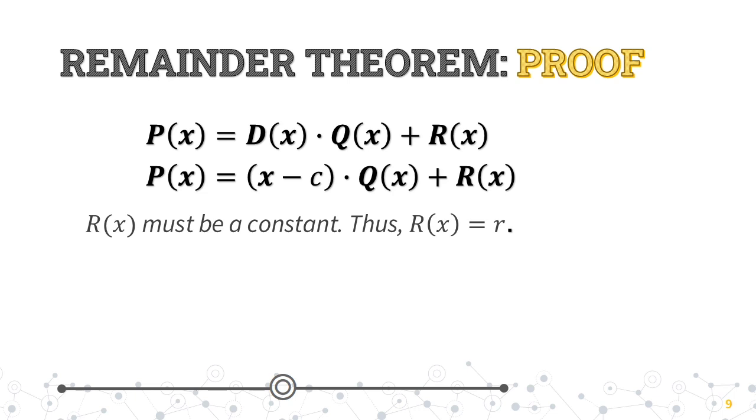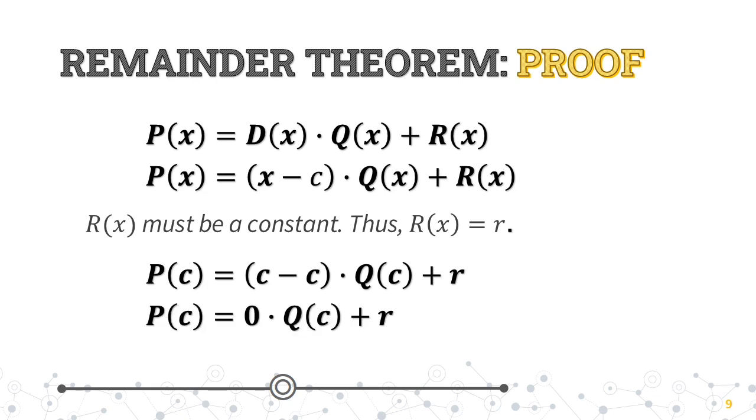Evaluating p of x at c, we have p of c is equal to c minus c times q of c plus r. And then p of c will now be equal to 0 times q of c plus r. By simplifying, we will come up that p of c is equal to r.